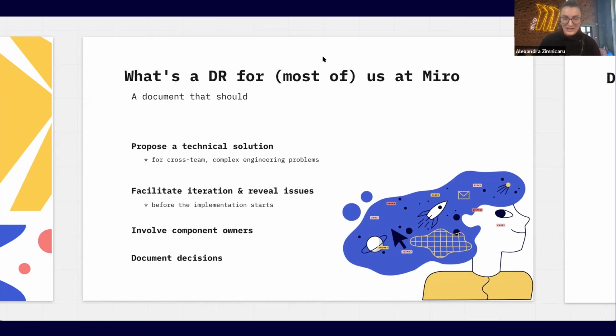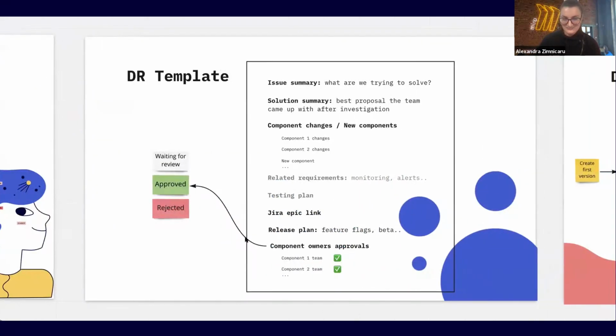DRs are also meant to involve component owners, so code owners of components we want to add changes to, both in the sense that they can become a co-designer of the solution and in terms of transparency, so that they are informed of the changes. And last but not least, DRs are important for documenting agreements and decisions, especially as we grow as a company. This becomes a real necessity for us.